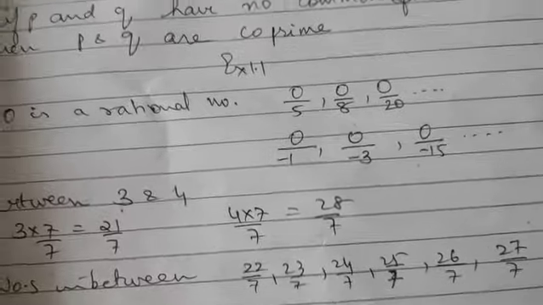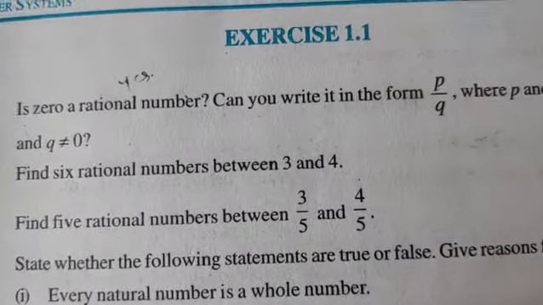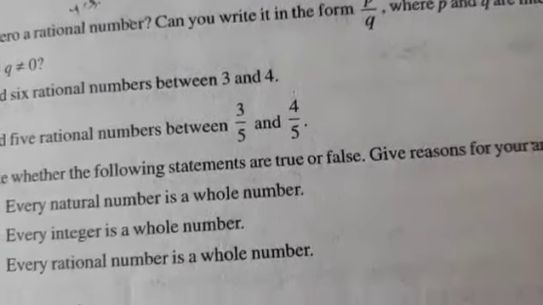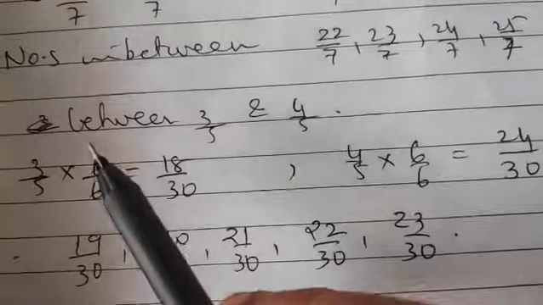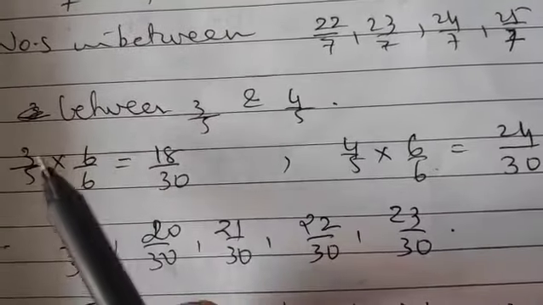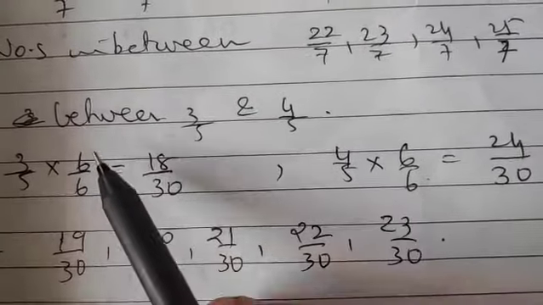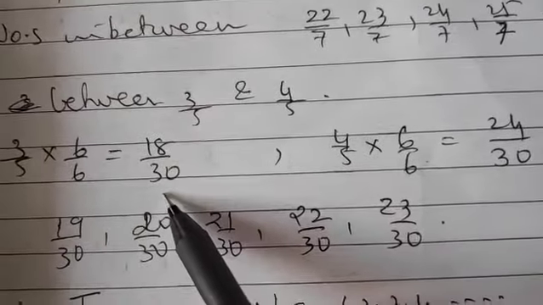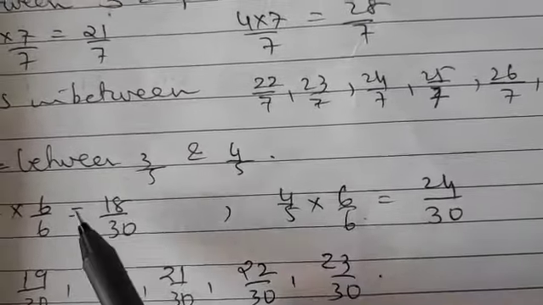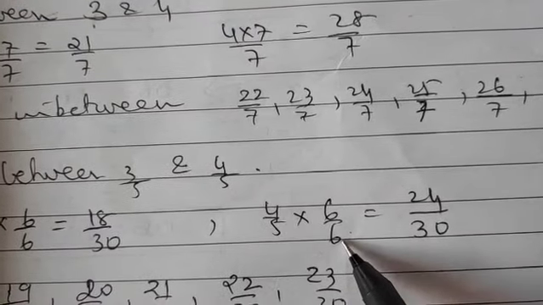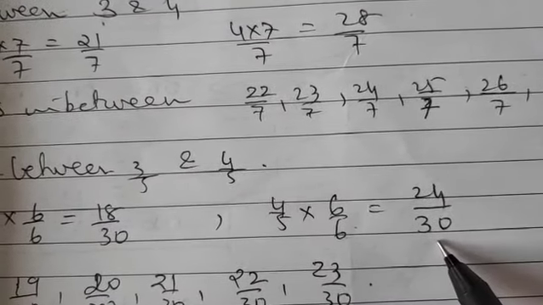In the same way, the next question which is given to you is find 5 rational numbers between 3 by 5 and 4 by 5. 5 numbers are asked. So what will you multiply with? 6 by 6. 3 by 5 is to be multiplied by 6 by 6. So you get 18 by 30. 4 by 5 you are multiplying by 6 by 6. Whichever number you use over here, same number over here. You get 24 upon 30.